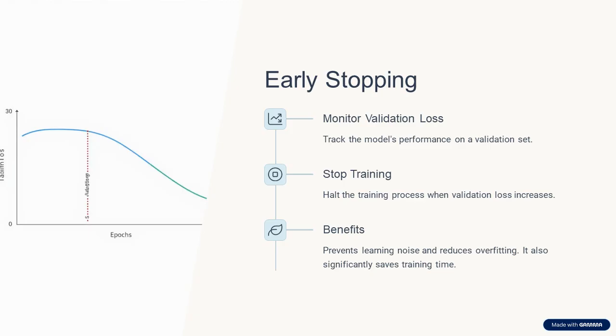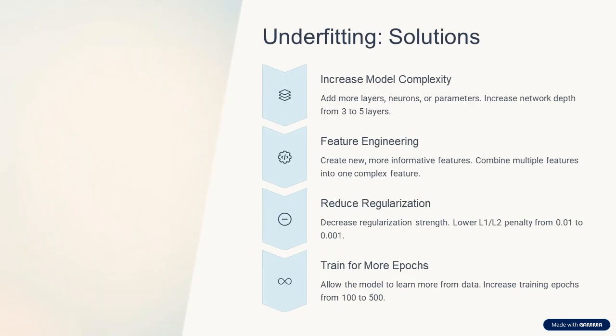As you can see in the graph, increasing the number of epochs can lower the loss, but once the number of epochs increases further, the graph may start increasing. We have to stop there. That is known as early stopping. Benefits of these are they prevent learning noise and reduce overfitting. It also significantly saves training time.